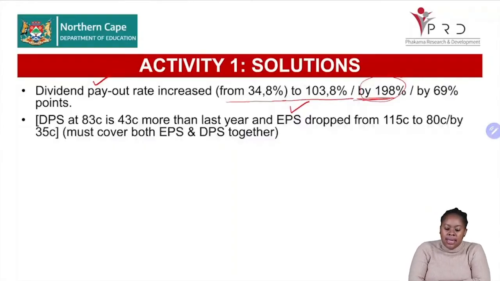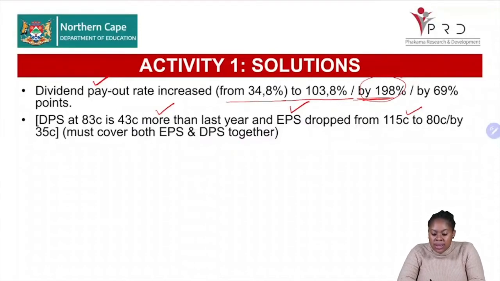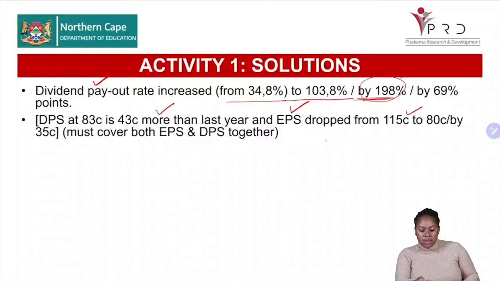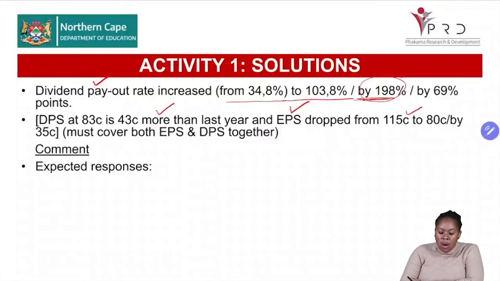Another financial indicator that is relevant, as I've mentioned, the dividends per share at 83 cents is 3 cents more than the previous year, and the earnings per share dropped from 115 cents to 80 cents. All right, then that is your 2 marks. Remember, it's relative. That is how we calculate our dividends payout rate, by saying our dividends divided by our EPS. Right, financial indicators sorted. We've got our 2 marks, actually 4 marks. No problems there.